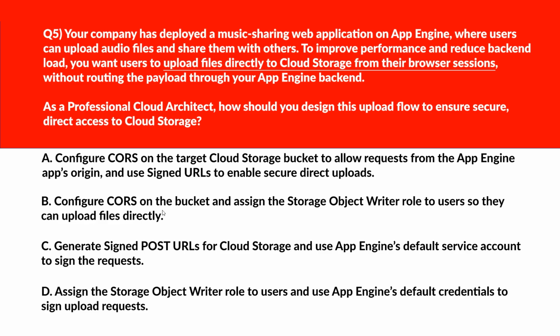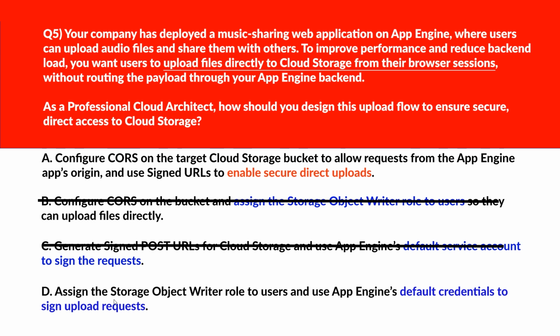B says configure CORS on the bucket and assign the storage object writer role to users so they can upload files directly. Assigning storage object writer to users directly is insecure and hard to manage at scale. We'll delete this. We'll now move to option C. Option C says generate signed POST URLs for Cloud Storage and use App Engine's default service account to sign the request. This misses the CORS configuration, so browser uploads will fail due to cross-origin restrictions. Incorrect. We'll move to now option D.